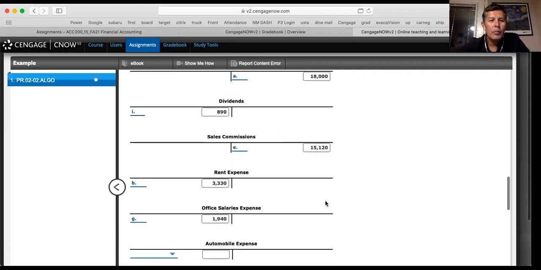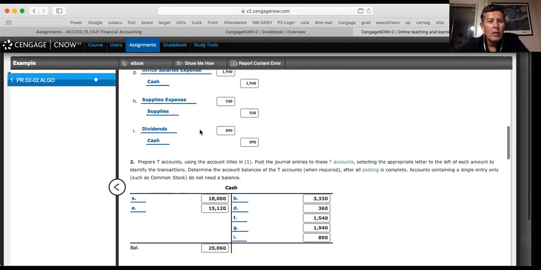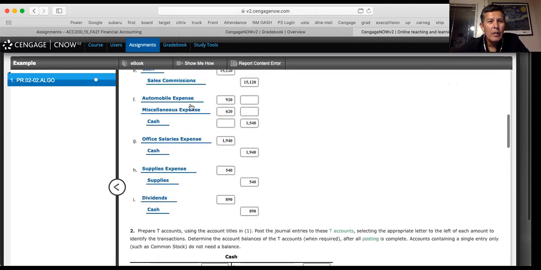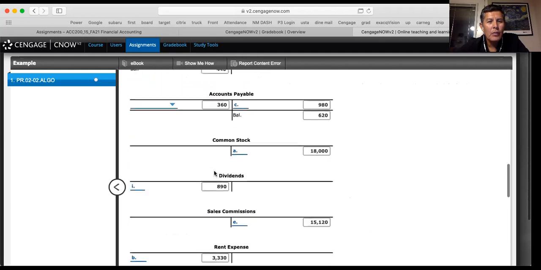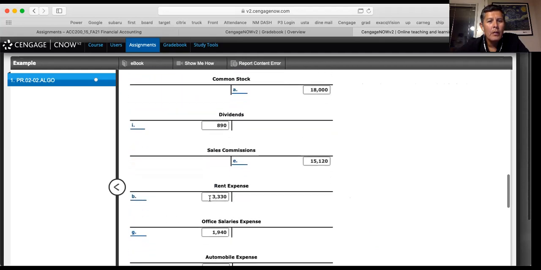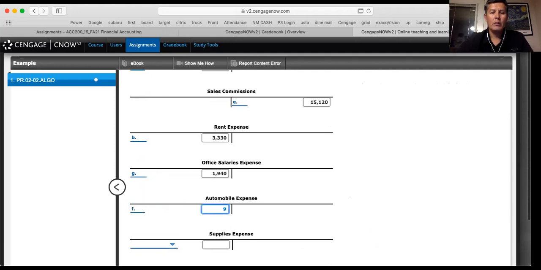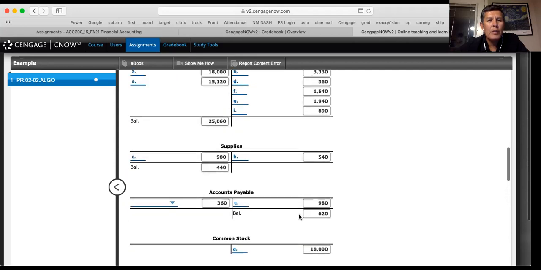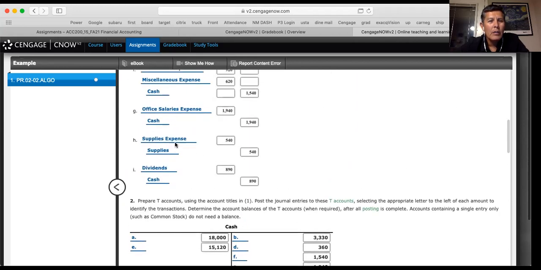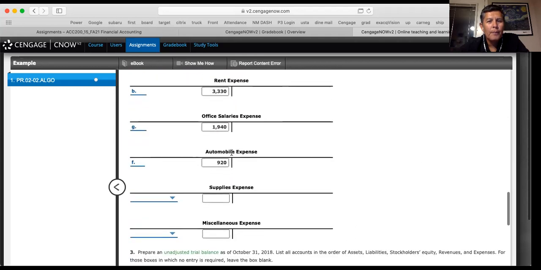Now we're looking at automobile expense. Automobile expense right here for 920. F for 920. Alrighty, and then let's see, supplies expense. Here's our supplies expense for 540, so H for 540.